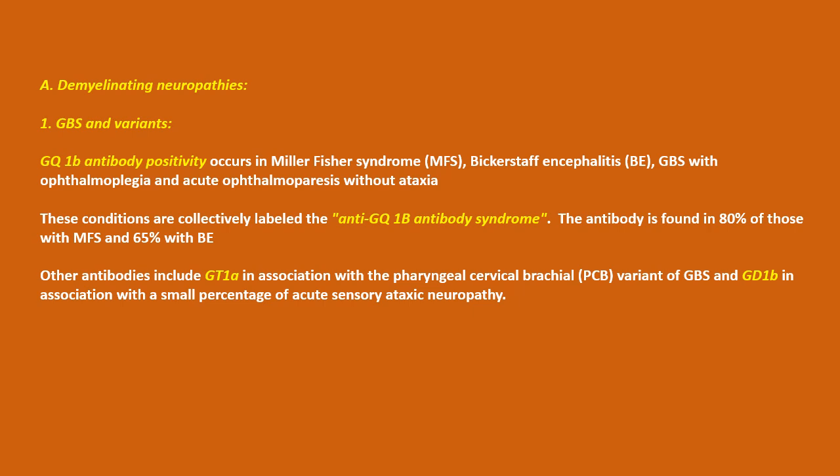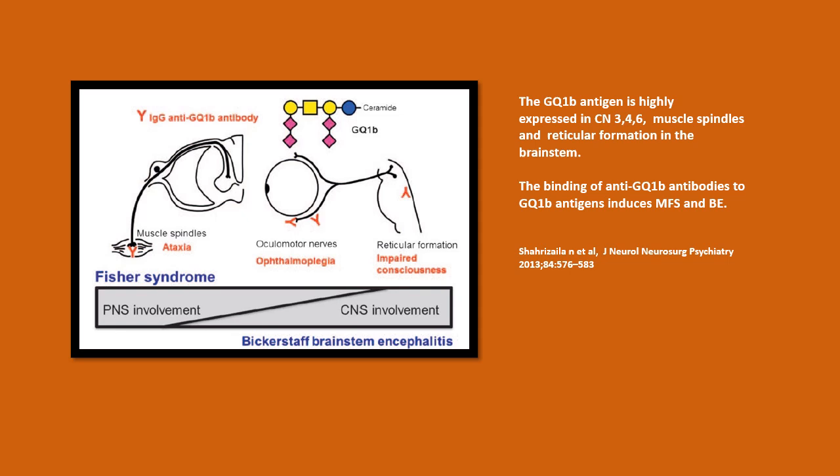Other antibodies include the GT1A antibody in association with the pharyngeal cervical brachial variant of GBS, and the GT1B antibody in association with a small percentage of acute sensory ataxic neuropathy. The GQ1B antigen is highly expressed in cranial nerves 3, 4, and 6, as well as muscle spindles and reticular formation in the brainstem. The binding of the GQ1B antibody to GQ1B antigens induces Miller-Fisher syndrome and Bickerstaff encephalitis.